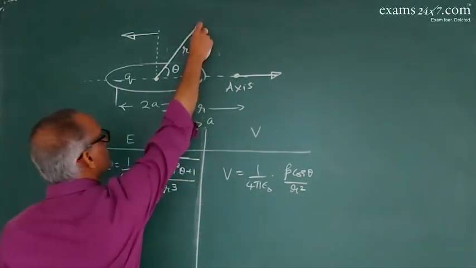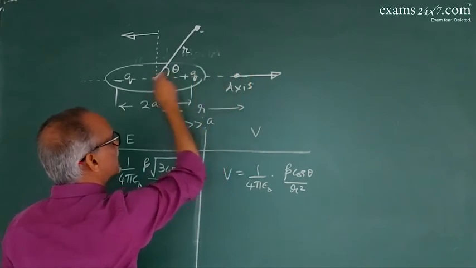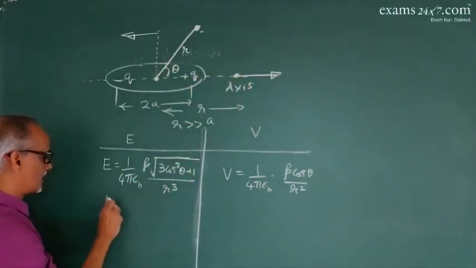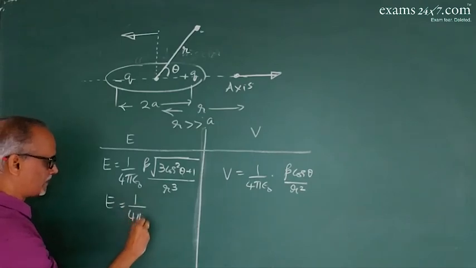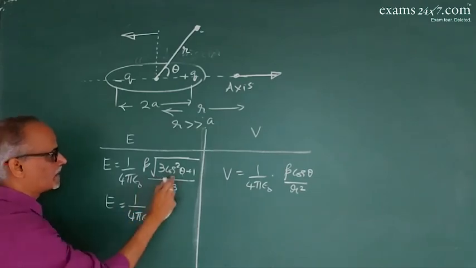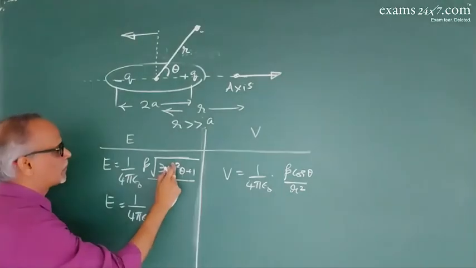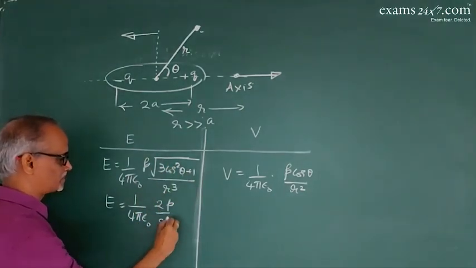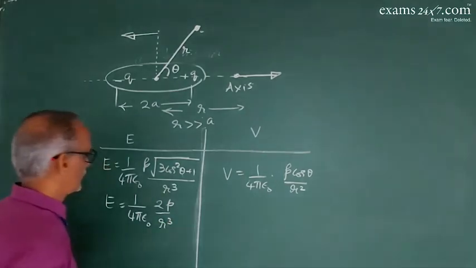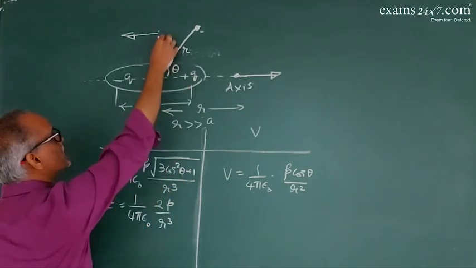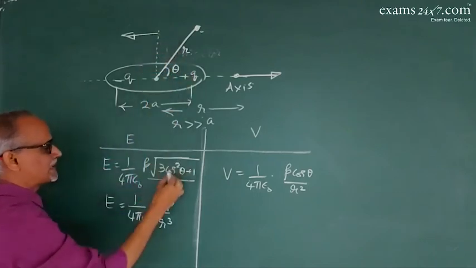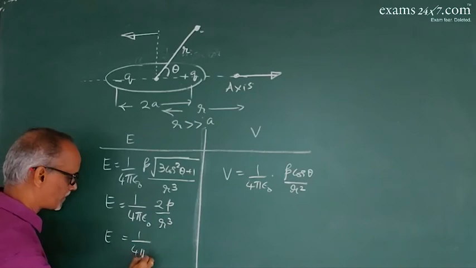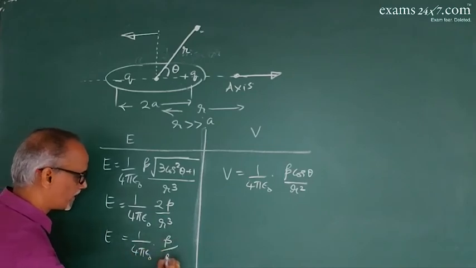Now, if the point is on the axial line, then theta is 0. On substituting 0 here, you will get the electric field E equal to 1 by 4 pi epsilon naught, cos 0 is 1, 3 plus 1 is 4, and with the root, you will get 2, so that's 2p by r cube. If the point is on the perpendicular bisector, theta is 90, so this term becomes 0. So you get E equals 1 by 4 pi epsilon naught p by r cube.